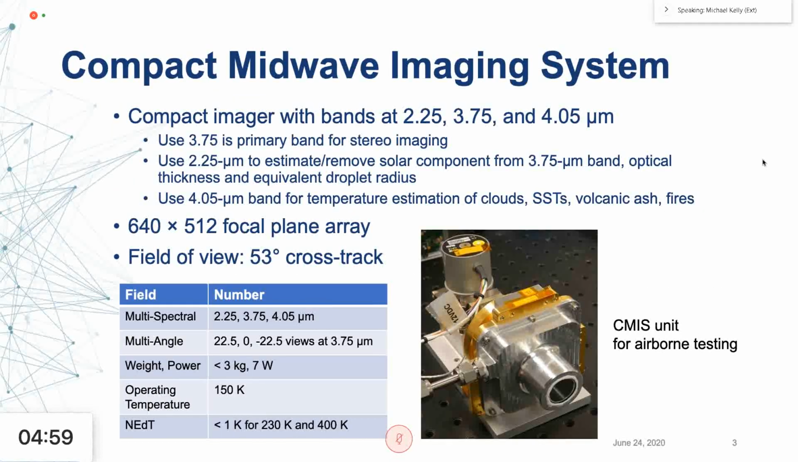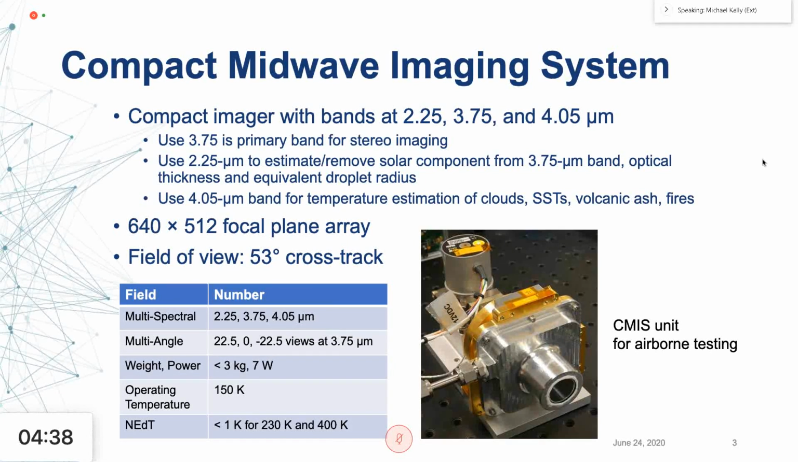So here's the CMIS instrument. We've integrated it. It was ready for our airborne test. It's an approximate size of about 10 centimeters by 10 centimeters by 18.5, so it's got the right volume. It has 3 bands at 2.25, 3.75, and 4.05 microns.